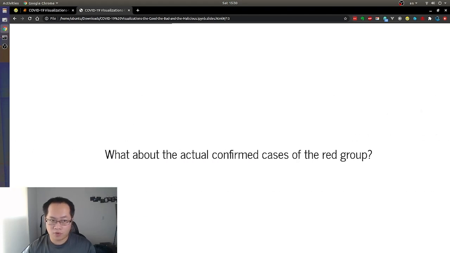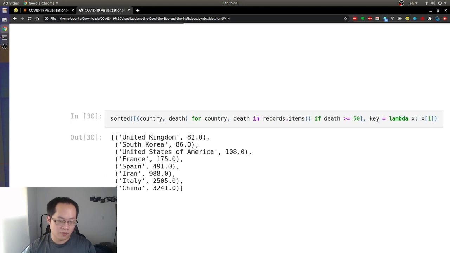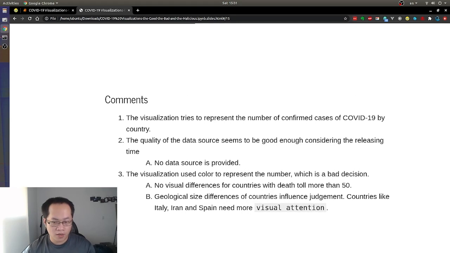So we have to always remember we ourselves are visual animals. You will see China, you will see United States, big red, but actually Italy at that time and Iran had many more confirmed cases than the United States. But this information cannot be deduced from the visualization of Fox News. So that's this one. Some are good, but the key information, the differences between different countries, is not conveyed.